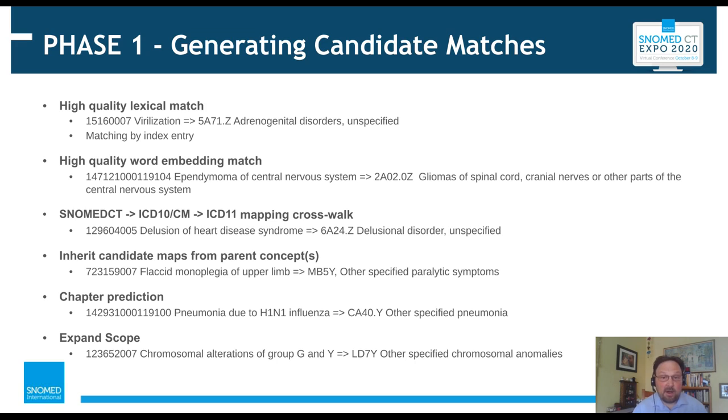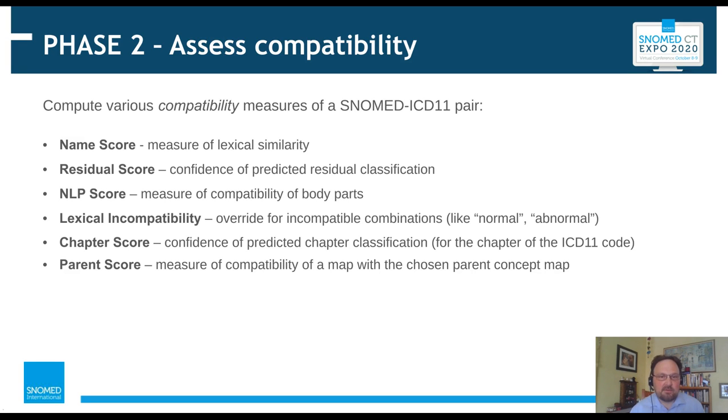And finally, the example on the bottom: LD7Z was chosen as a candidate by prior steps for this concept on the left, chromosomal alterations of group G and Y. And because we considered a Z, this expansion of the scope also considers Y candidates, other specified chromosomal anomalies here. So those are examples of how each thing gets to the answer.